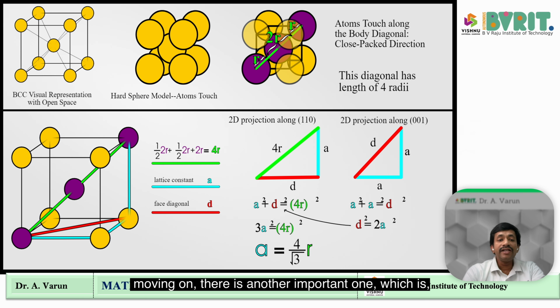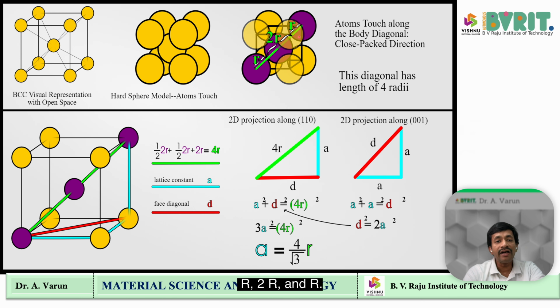Now, moving on, there is another important one, which is body centered. When you have this, see here and imagine they are touching along the diagonal. So, if you see this diagonal, they have R, 2R, and R, which is 4R, the green line. So, green line we know.